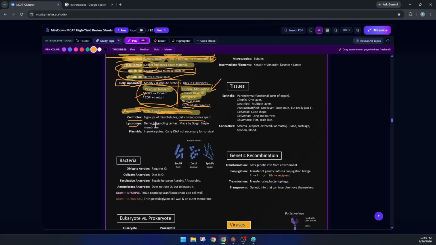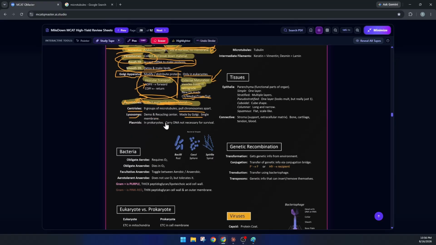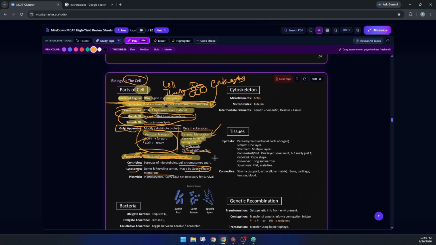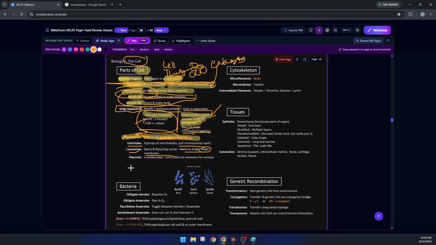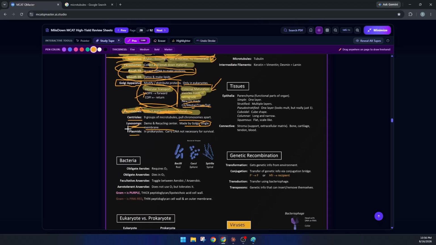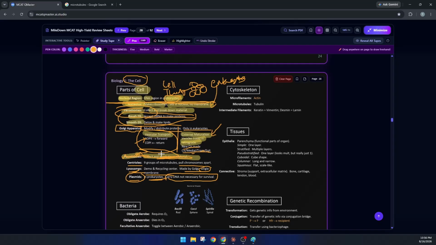So lysosomes, the demolition and recycling center, are made by the Golgi apparatus, and they have a single membrane. So you'll notice that sometimes some organelles are made up of double membranes and some organelles are made up of single membranes, and it happens that the lysosomes are single membrane. Plasmids are only in prokaryotes here. In prokaryotes, they carry DNA not necessary for survival.